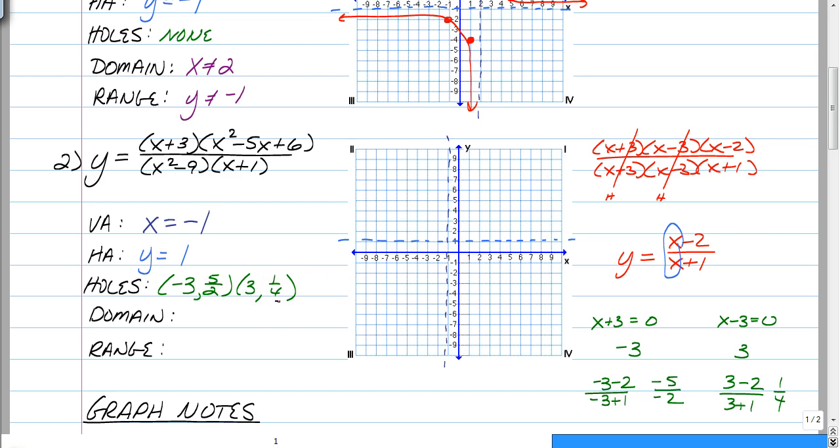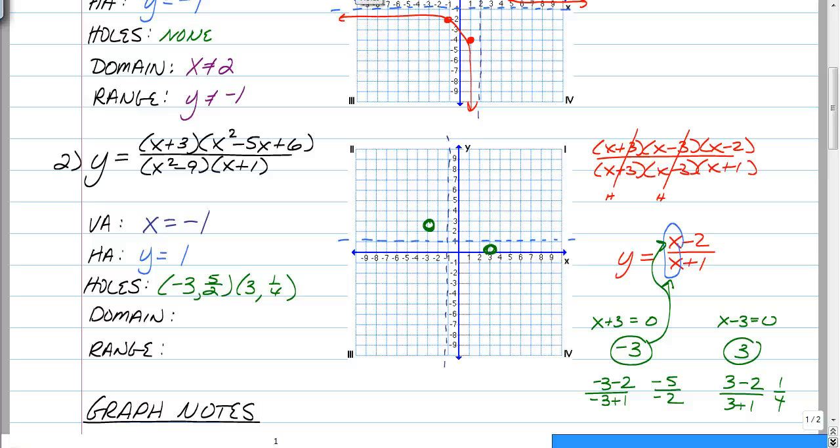Now again, it's not 3 and negative 3 because those are the numbers that are left. We set them equal to 0. So you get a negative 3 from the x plus 3 and a positive 3 from the x minus 3. Then we substitute these values into the x's of the simplified equation. And that's how you get your hole. So we're going to have a hole at negative 3, 2.5. And we're going to have one at a positive 3, 1/4. And you want to make sure that you make those circles open, because remember, this is going to represent a value that does not exist.